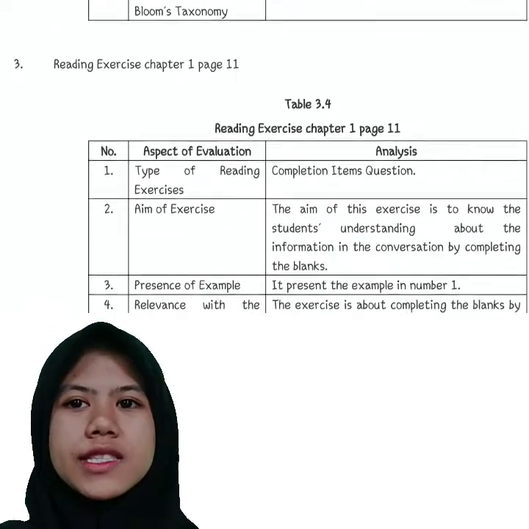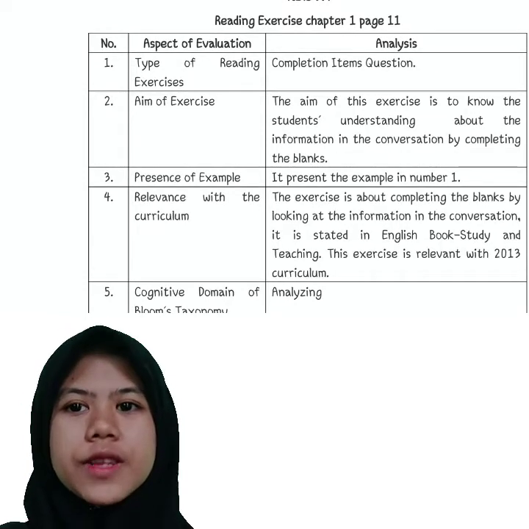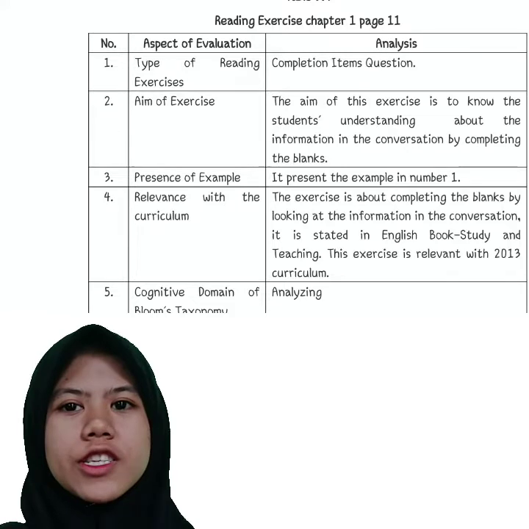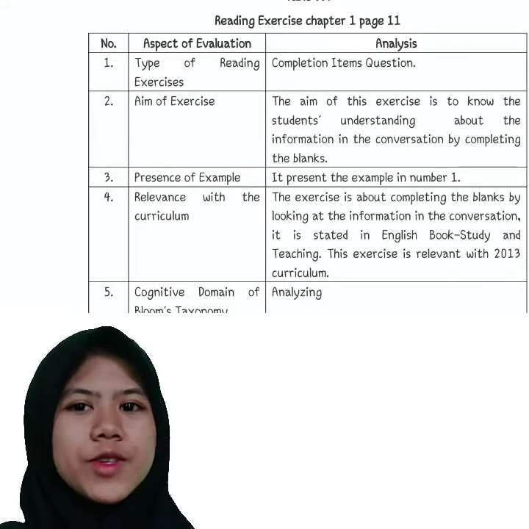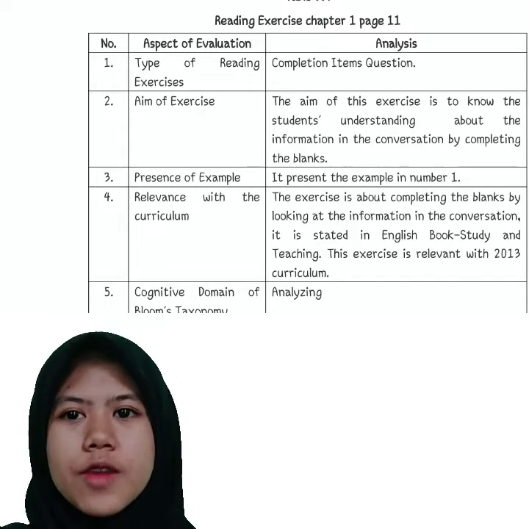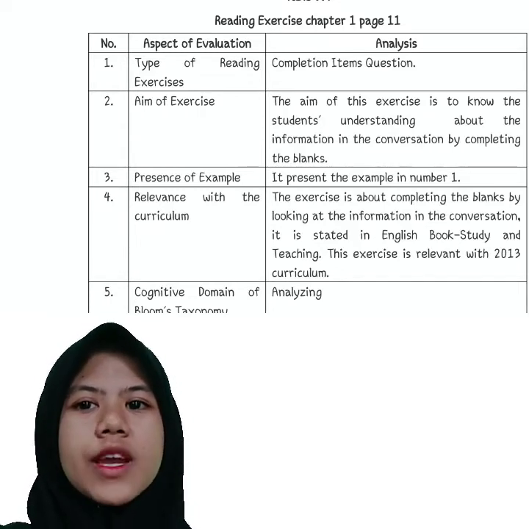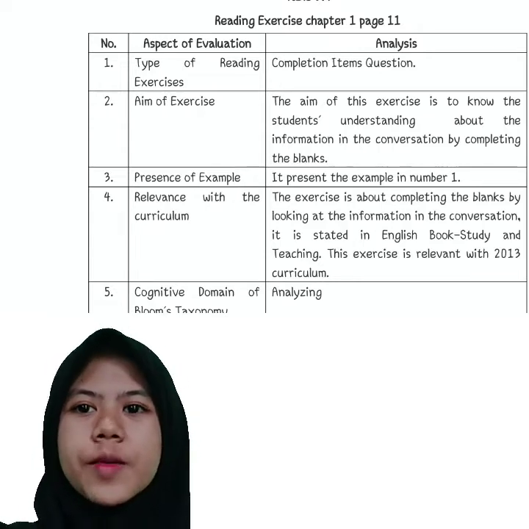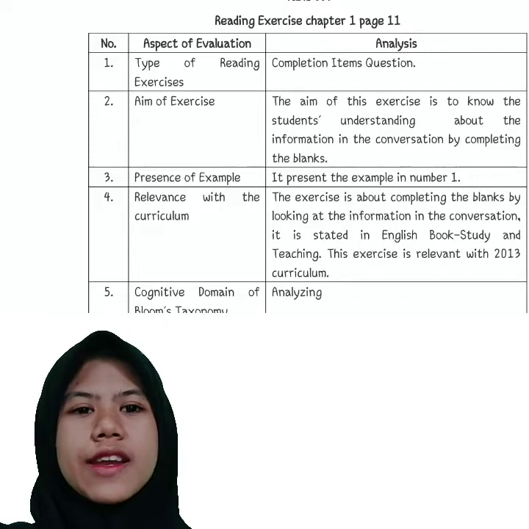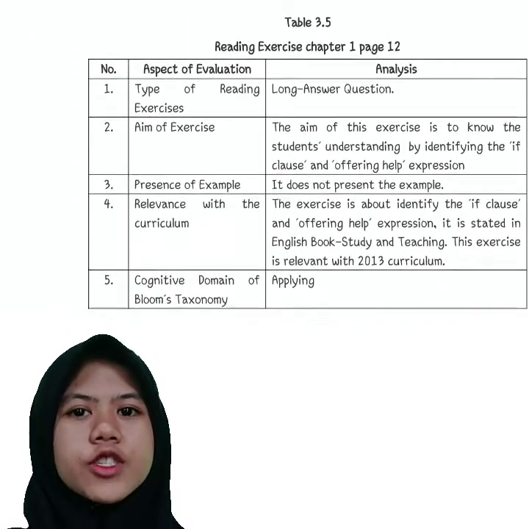The next reading exercise we can find in chapter 1, page 11. It is also included in completion items question with the same aim, and it presents the example at number 1, and then the cognitive domain is included in analyzing. The next reading exercise we can find still in chapter 1, page 12.